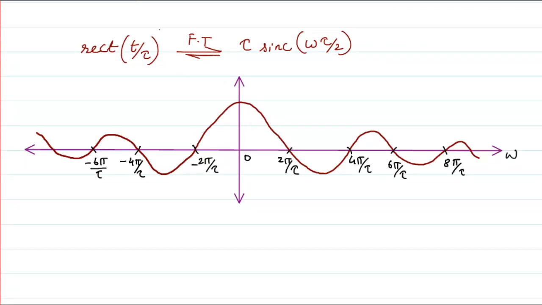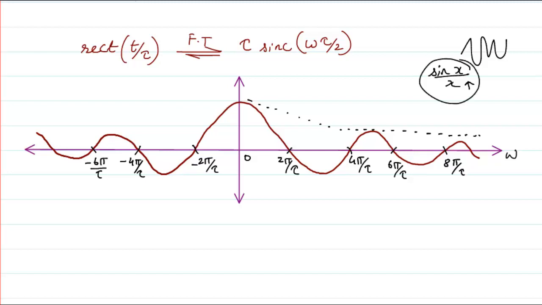You can see that there is a slow decay of the sinusoidal signal. That is because the sinc function has sine x divided by x. So as the value of x keeps on increasing, the sine function will go like this. But as x is increasing, the value of the total will reduce. That is what is shown here, that it is reducing.